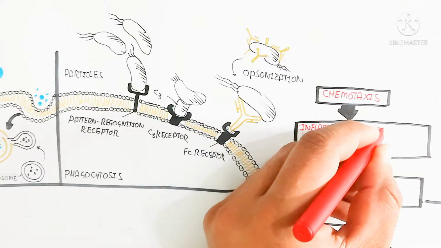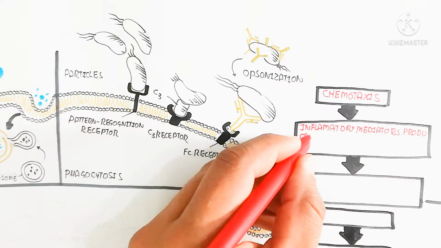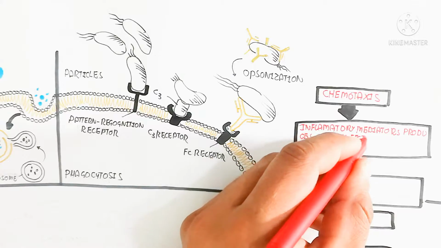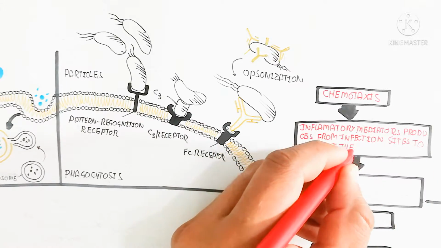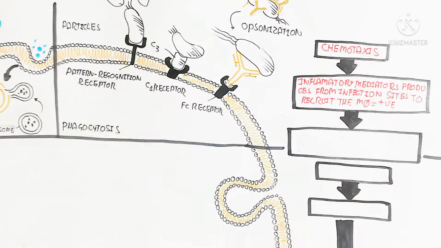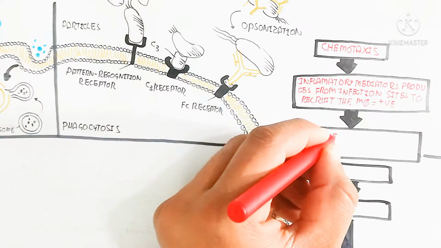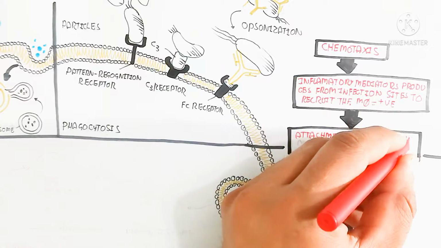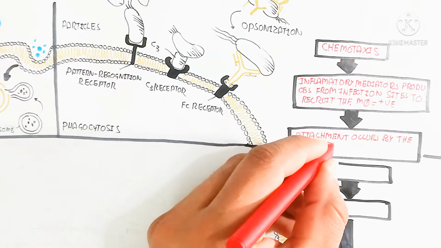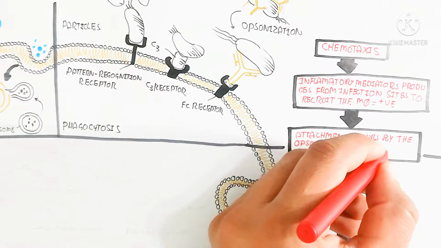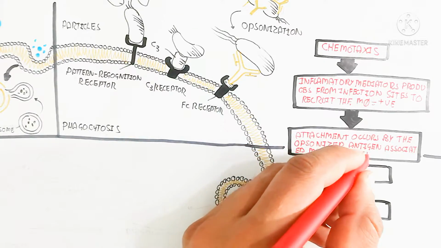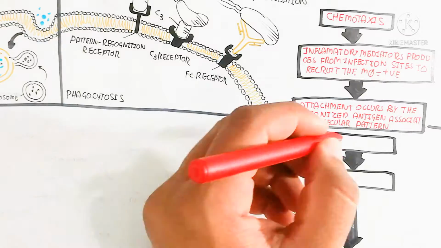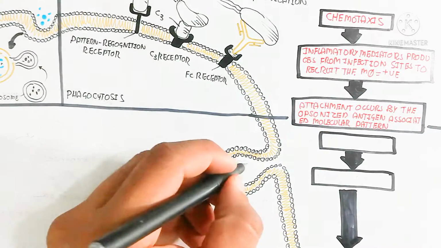It is known as the positive chemotactic movement. The inflammatory mediators produced from the infection site recruit macrophages and monocytes, as well as neutrophils and other cells, mast cells, natural killer cells, etc. Then attachment occurs by the opsonized antigen-associated molecular pattern. After this, you can see and understand the molecular pattern as well.